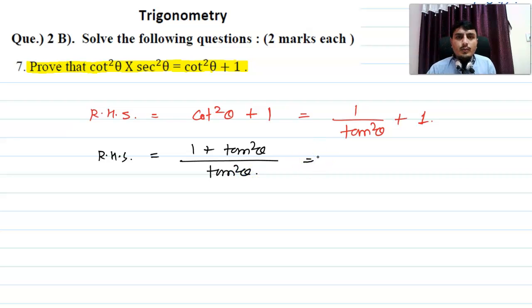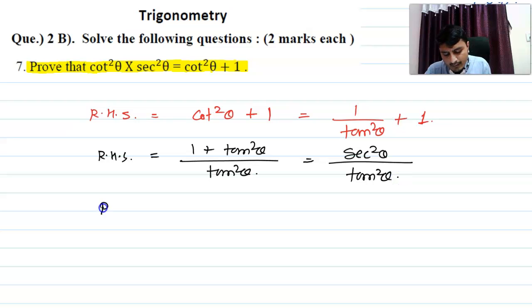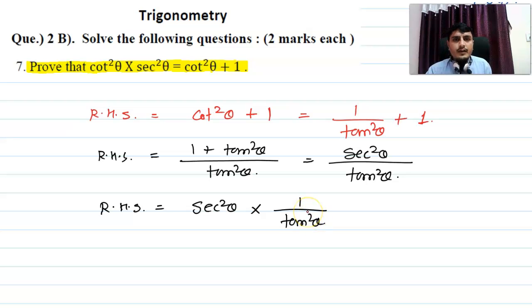Now as per the trigonometric identity, 1 plus tan square of theta is nothing but sec square of theta, whole divided by tan square of theta. So we can write the given ratio as sec square of theta into 1 upon tan square of theta. Resubstituting the reciprocal of tan square of theta as cot square of theta, we get the simplified form of RHS as sec square of theta into cot square of theta.